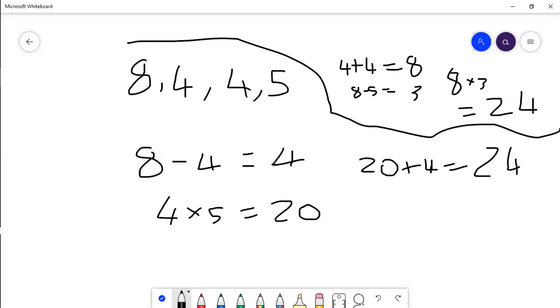Yes, I see someone said 4 times 5 is 20. 8 minus 4 is equal to 4. So 20 plus 4 is equal to 24. That's how the game works. Are there any questions? Let me take a question.